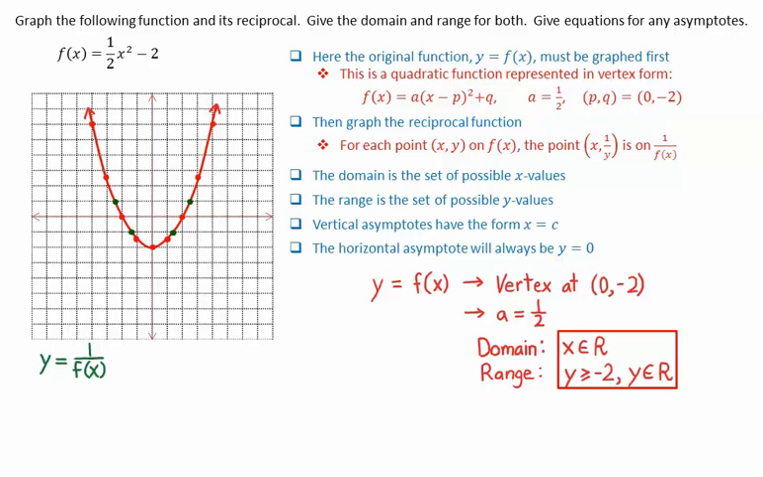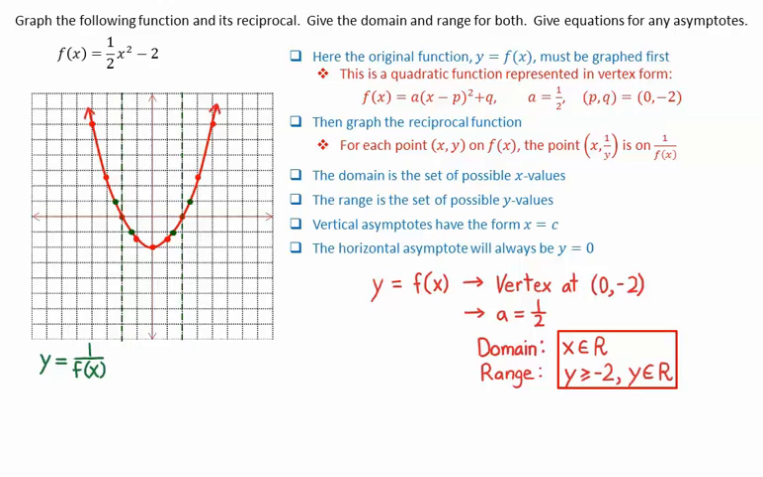We then look at the x-intercepts of the original function f of x. Here we have 2 x-intercepts. One of those at x equals -2. This corresponds to a vertical asymptote. And then we have another x-intercept at x equals 2. I will plot 3 additional points by taking the reciprocal of the y values.